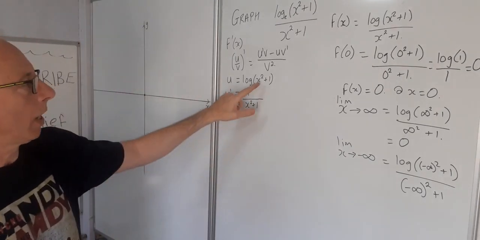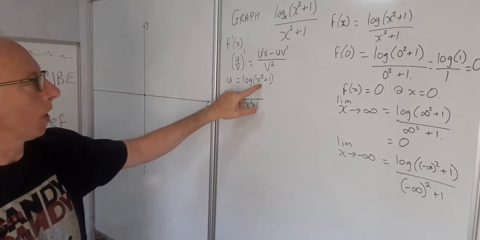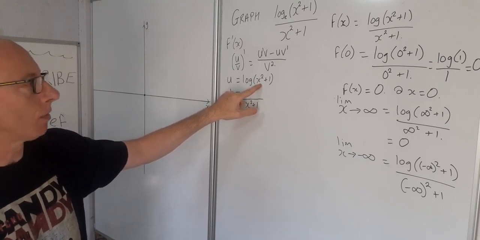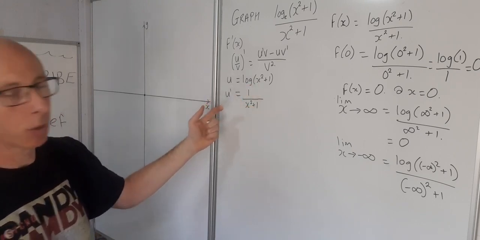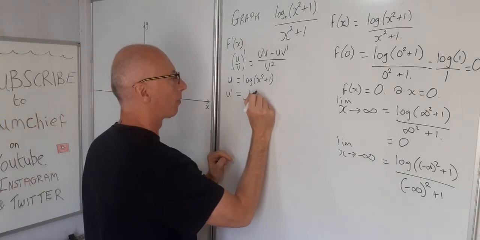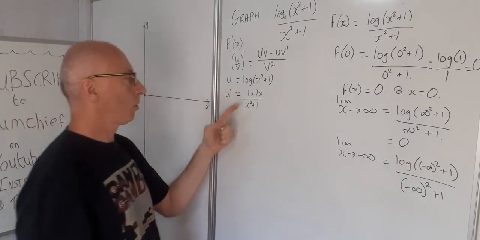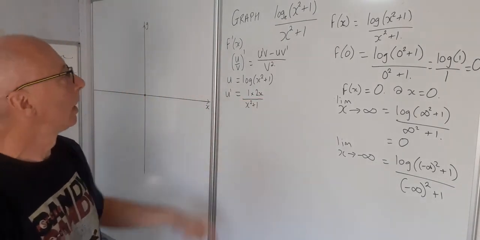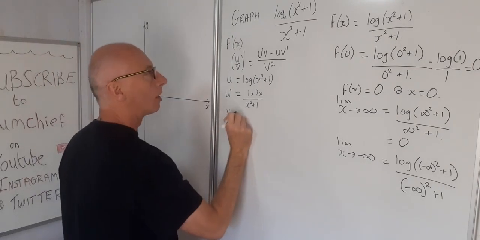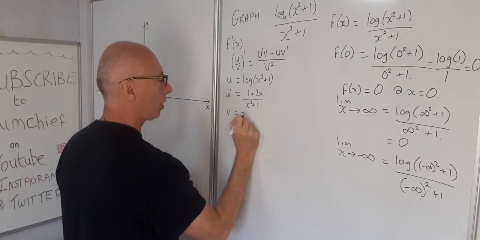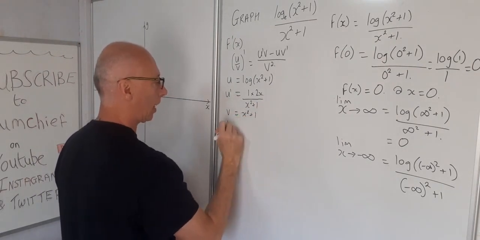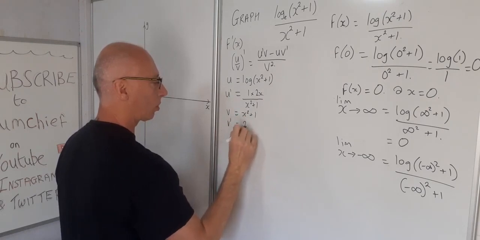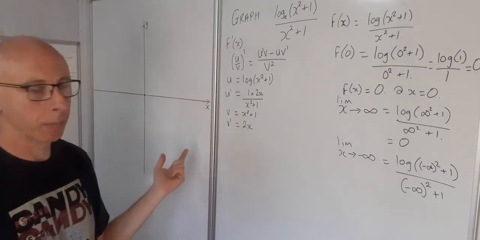And then we multiply by the derivative of the input of the log. That'll be the chain rule. So the derivative of x squared plus 1 is just 2x. So 2x over x squared plus 1. And now our v, that's simply x squared plus 1. And our v prime is just 2x. Take the derivative of x squared plus 1, 2x.